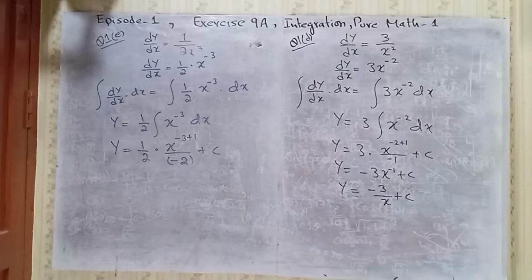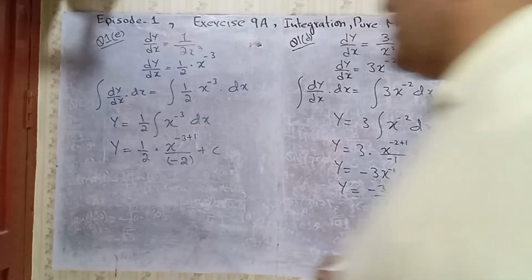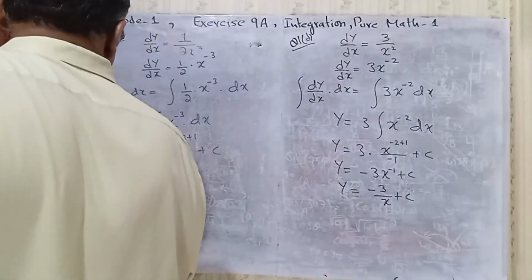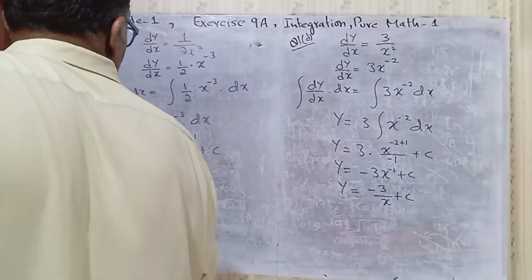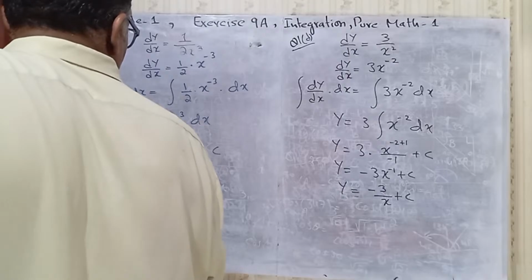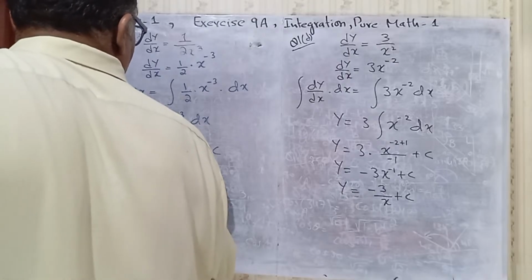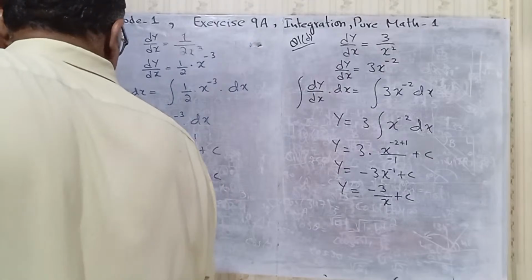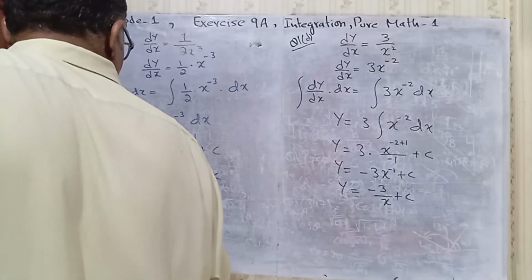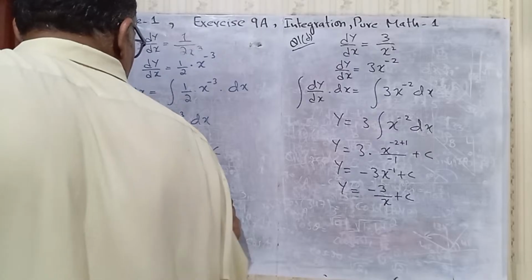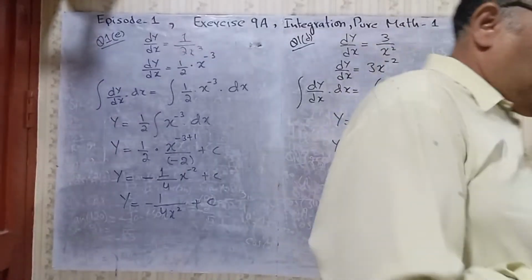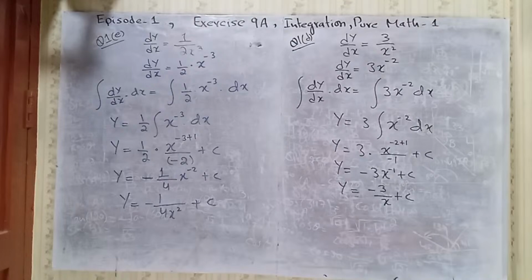Okay, so this will become y equals minus 1 by 4 x raised to power minus 2 plus c. So y will be equal to minus 1 by 4, and that x will come downstairs, so its power will become positive. So minus 1 by 4x square plus c. Minus 1 by 4x square plus c is the right answer, sir. This is how you will do question number 1 and its E part.